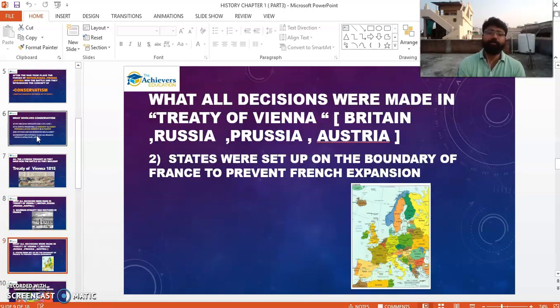Then second thing, states were set up on the boundary of France to prevent French expansion. All the other forces, the British, Austrian, Prussian and Russian forces, made sure that no more French expansion should take place. Therefore they set up some boundaries, some states, so that French expansion should not take place. So this also was done by them.